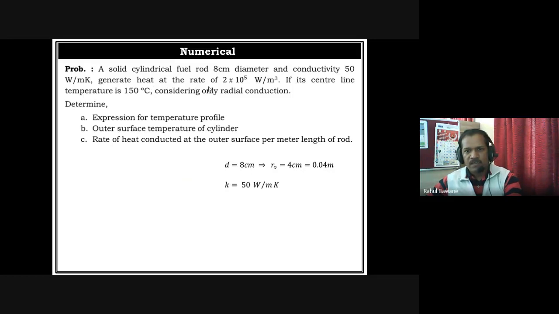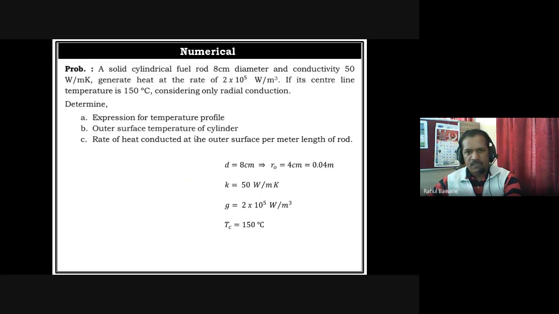Generate heat at the rate of 2 into 10 to the power 5 watt per meter cube. So G value is given. If its center line temperature is 150 degrees centigrade, so it is given what is the T center. So T center is 150 degrees centigrade. Considering only radial conduction, determine first the expression for temperature profile. So we have to find out the temperature profile equation or temperature distribution equation for this statement.